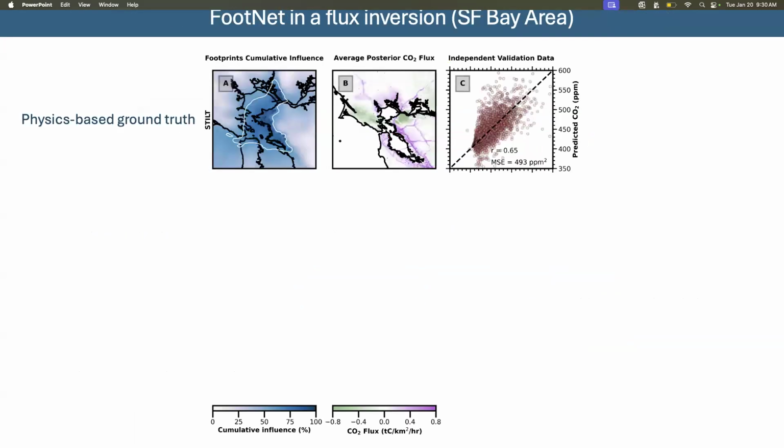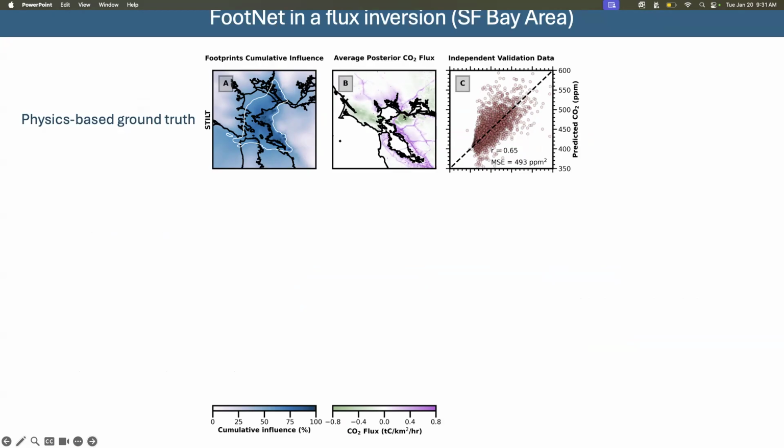So I'm going to show here results for domain one, which is the San Francisco Bay Area. So we use hourly BEACON CO2 measurements here. And the top row here shows the physics-based ground truth, so using STILT footprints. The first column shows footprint cumulative influence, and this white contour shows the 60th percentile of the influence from the footprint. So what that means is the top 40th percent of the influence for all of the measurements is within this white contour here. And the second column here is the average posterior CO2 fluxes.